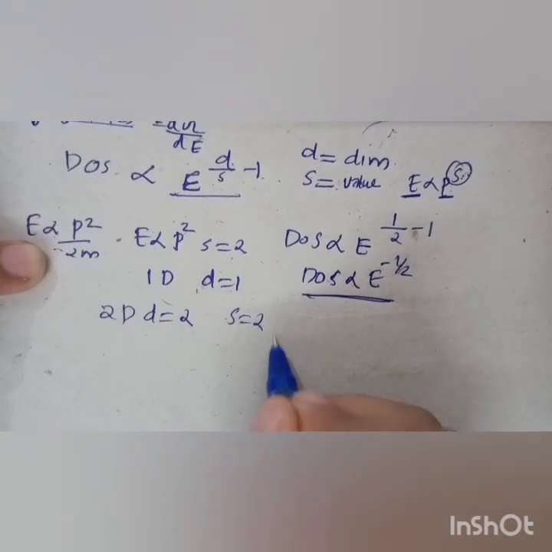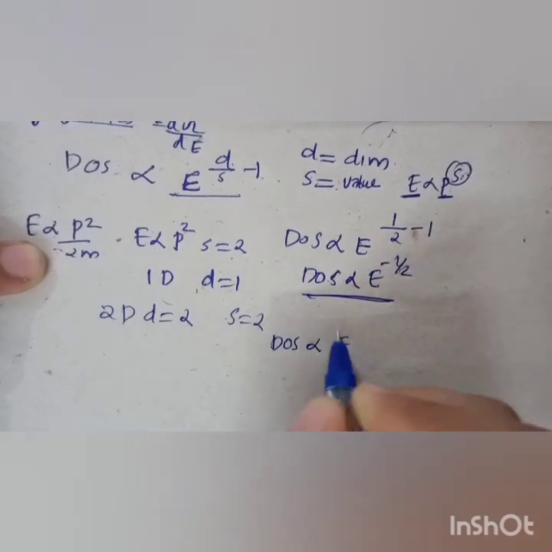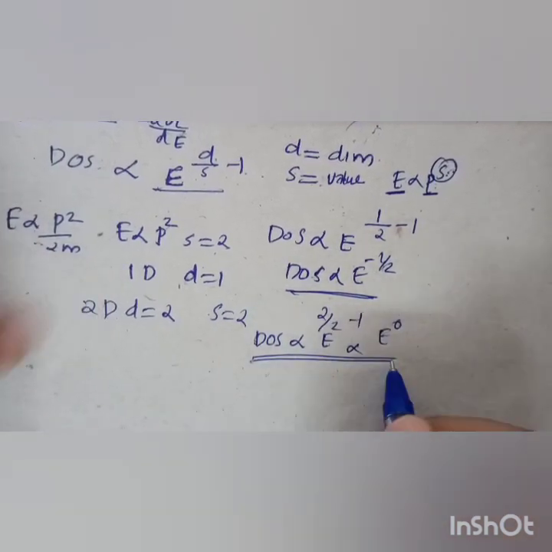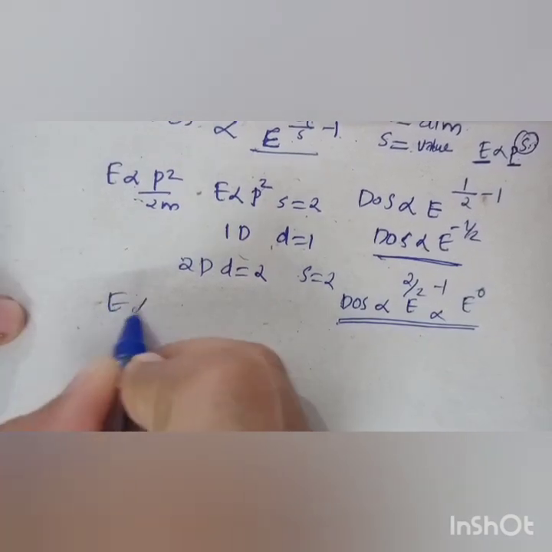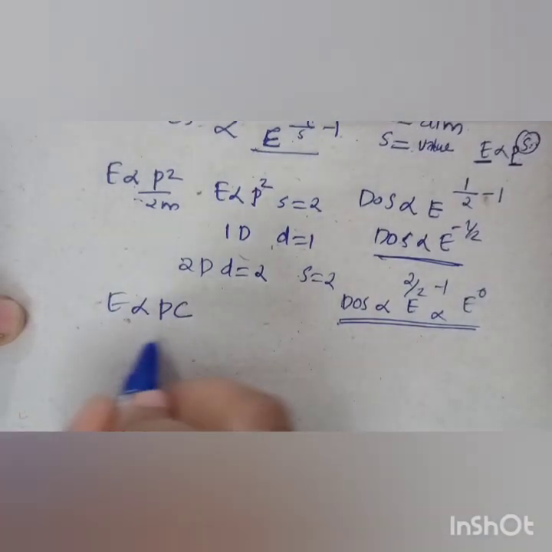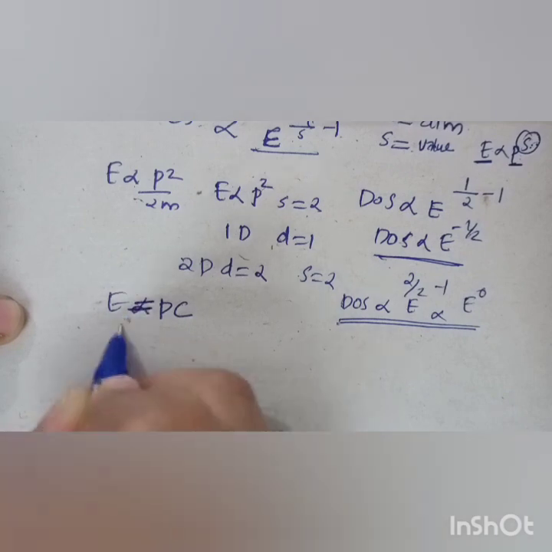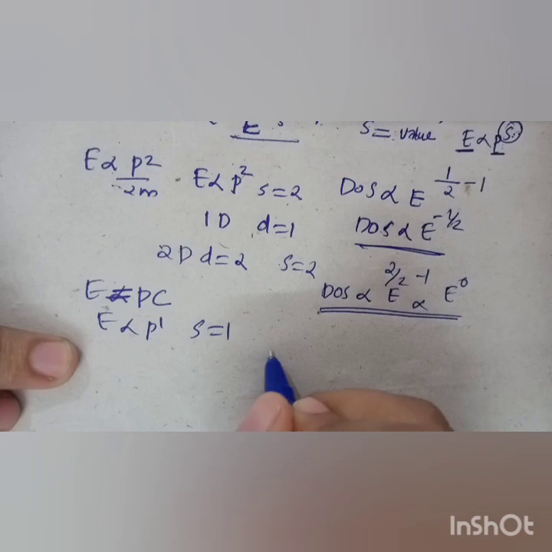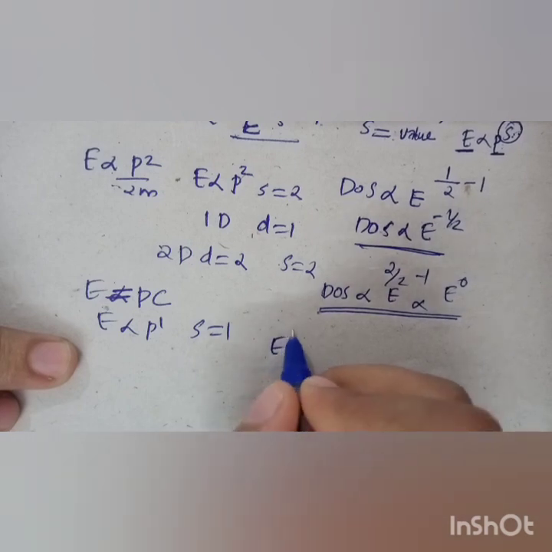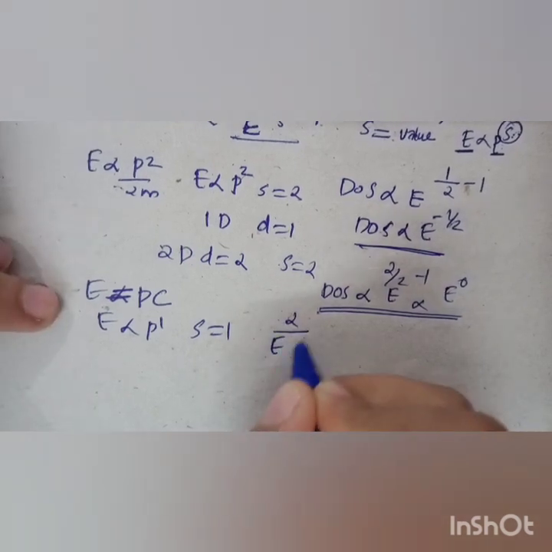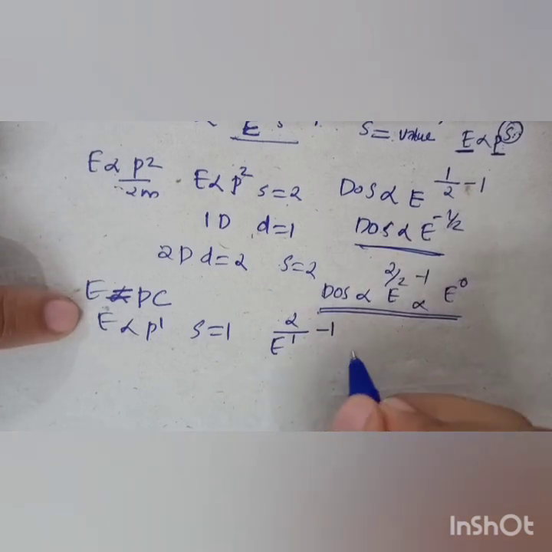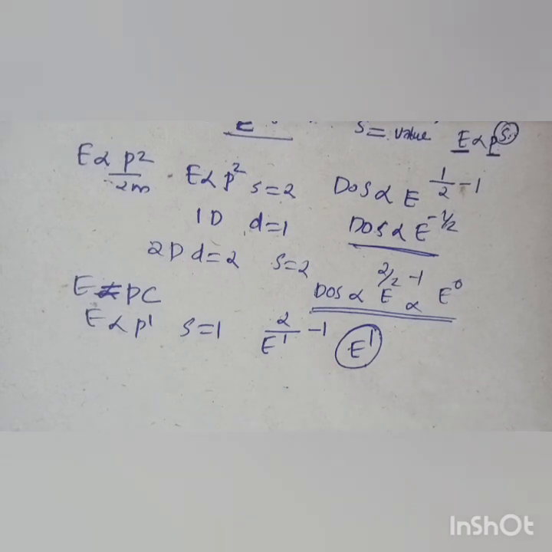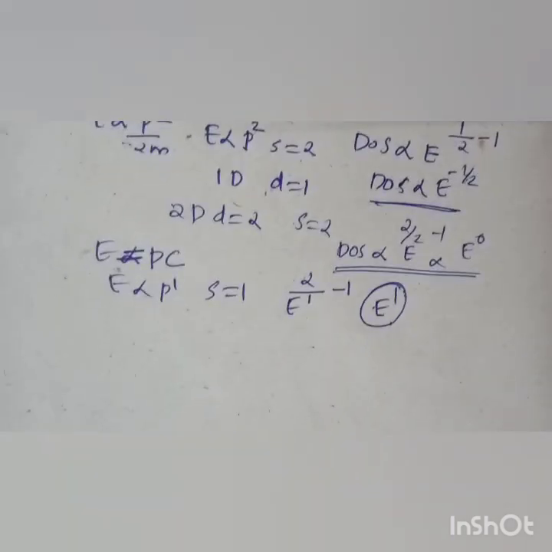So density of state is directly proportional to E power d by s minus 1, that is 2 by 2 minus 1, so E power 0. Also, in the relativistic case, E is directly proportional to pc. E is equal to pc, so E is directly proportional to p power 1. So s is equal to 1. So E power d by s minus 1: for two dimensions, d is 2, s is equal to 1, that is 2 minus 1, E power 1. Likewise we can find the relationship between density of state and energy.